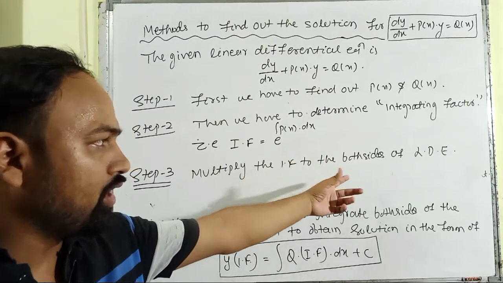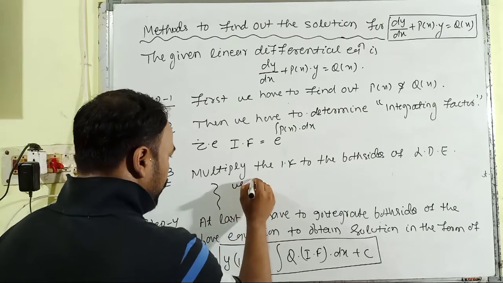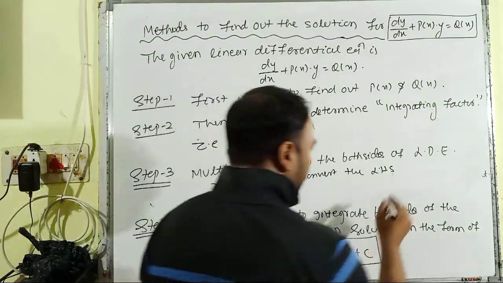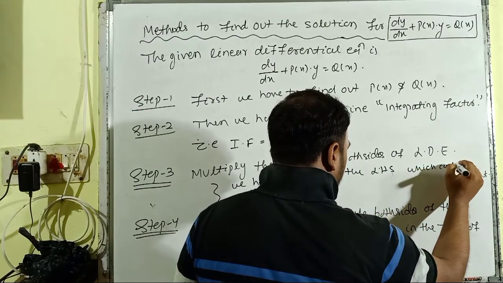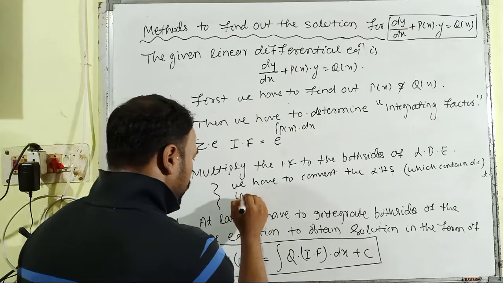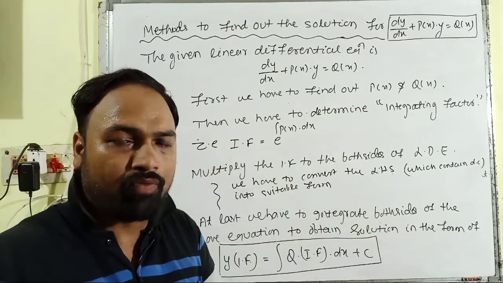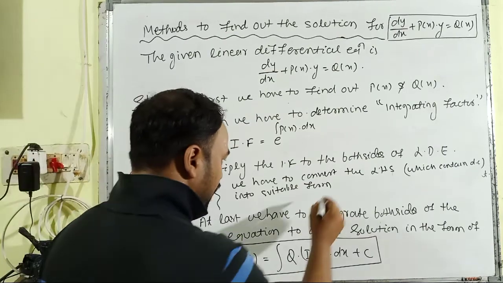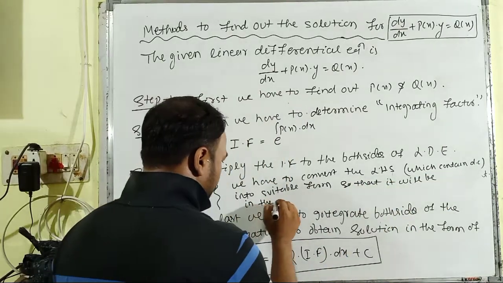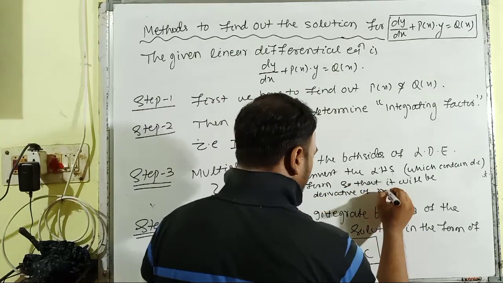After multiplying the integrating factor to both sides of the linear differential equation, we have to convert the left hand side, which contains the differential coefficient of the dependent variable with respect to the independent variable, into a suitable form, so that it will be in the form of the derivative of a product of two functions.